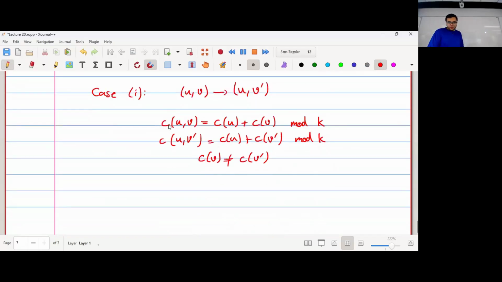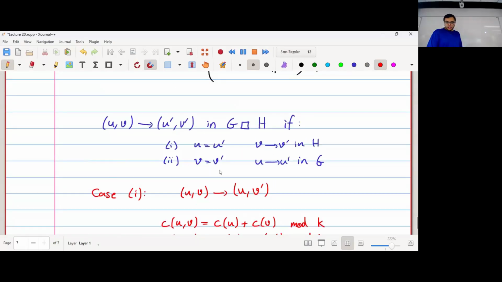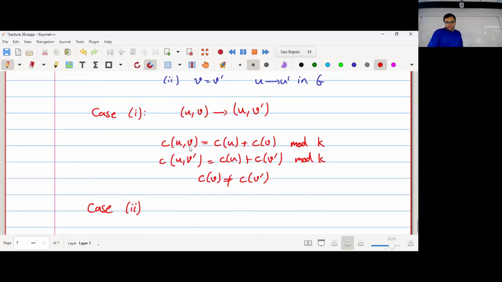Anyway, I want to show that this one, the color of UV, is not the same as this one. But this first part is the same and the second part is different. So the sums have to be different. So these 2 don't have the same color. Okay. Case 2 is exactly the same. I'm too lazy to do that. It's basically the same thing, but in the other direction. So the second component is the same, the first component is changing. So the sum has to change.